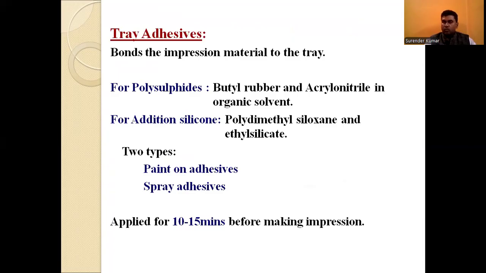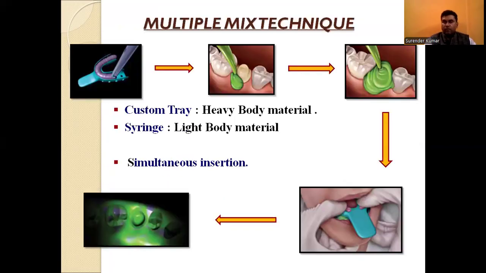They are available in two types. One is the paint-on, brush type, where you can paint it on, or they are spray-type adhesives. They can be applied 10 to 15 minutes before making the impression. Then after you have applied the tray adhesive, you make the impression basically.